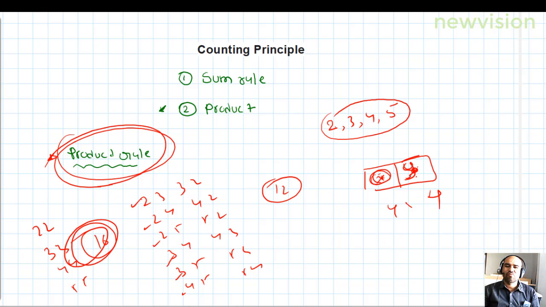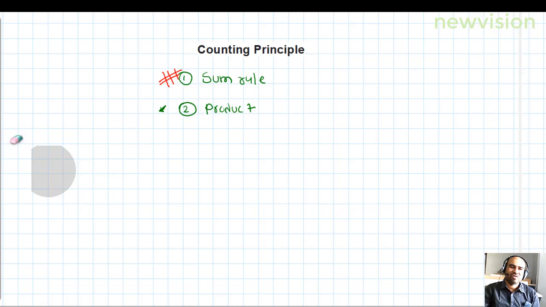By product rule I can say that 4 into 4 equals 16 ways I can fill the 4 letters in 2 blanks. Means I can say that there exist 16 2-digit numbers. I don't want to explain the rule in detail now because that is not important for us now. That is another chapter, the permutation combination chapter actually. At that time I will explain both the rules through examples. But I want only the product rule here. So this is the product rule.